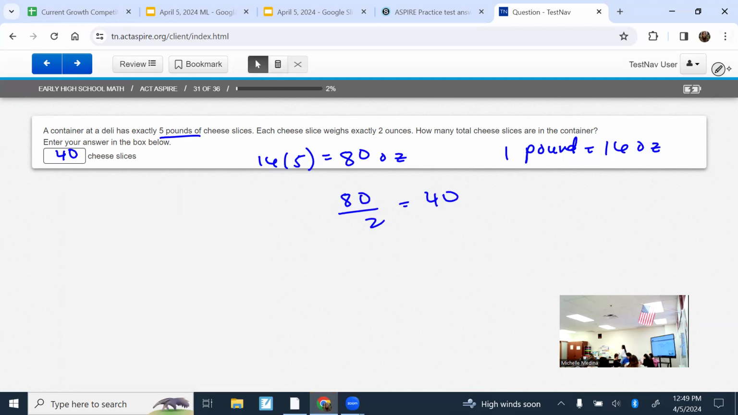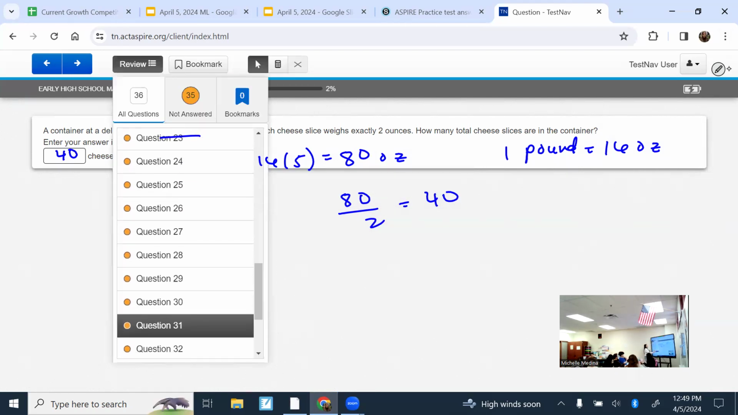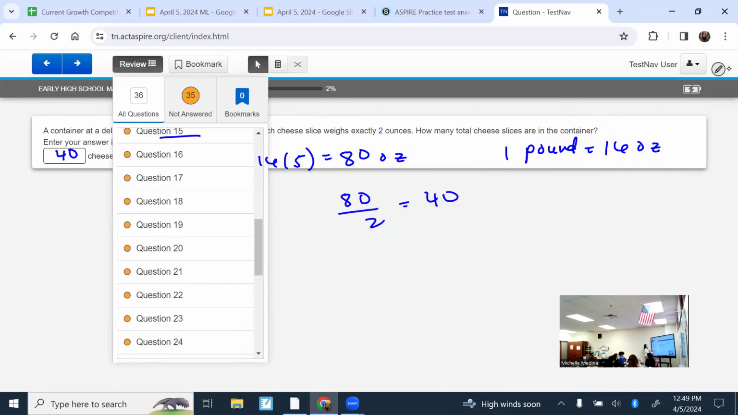But it stinks if you don't know that one conversion, because even though the math is pretty easy, if you don't know that one conversion, you're kind of stuck. Questions on that one? 17, okay. 17.